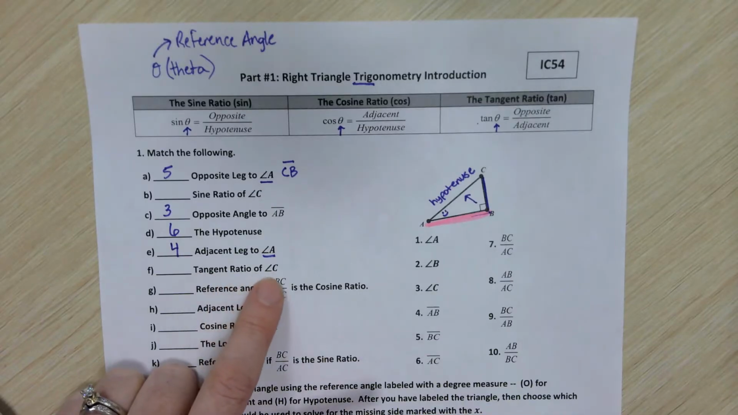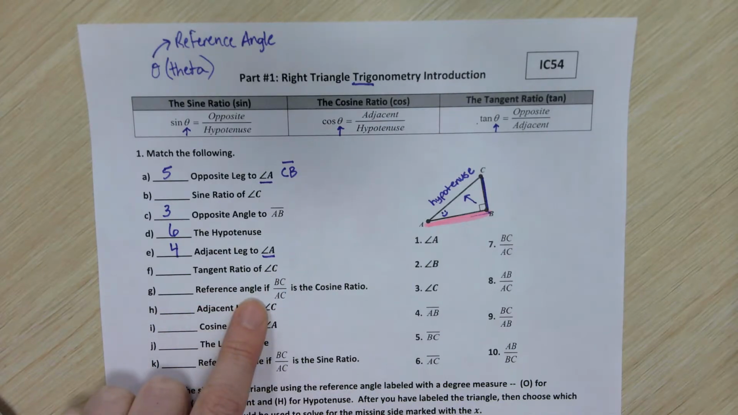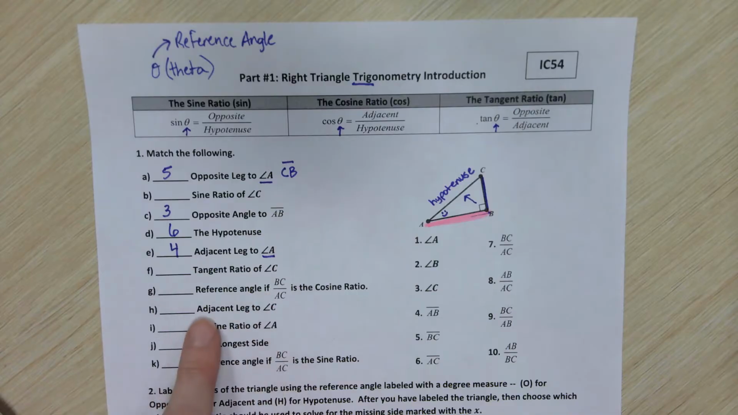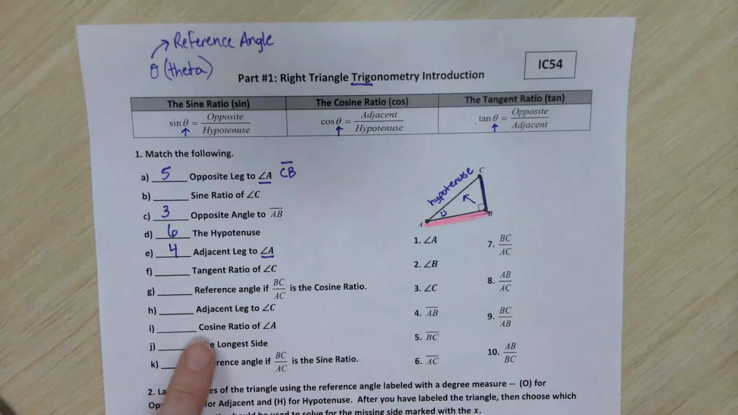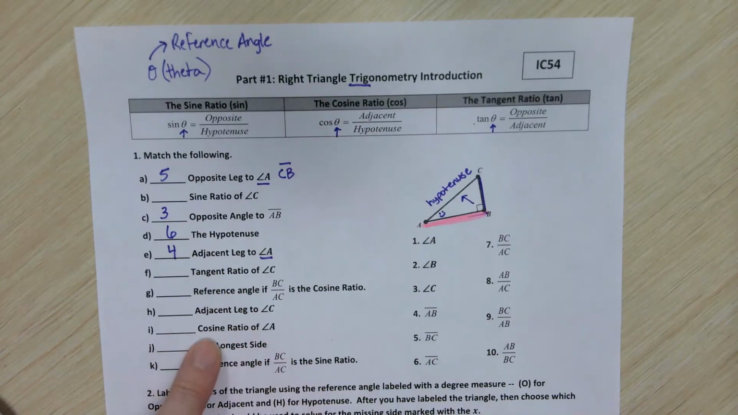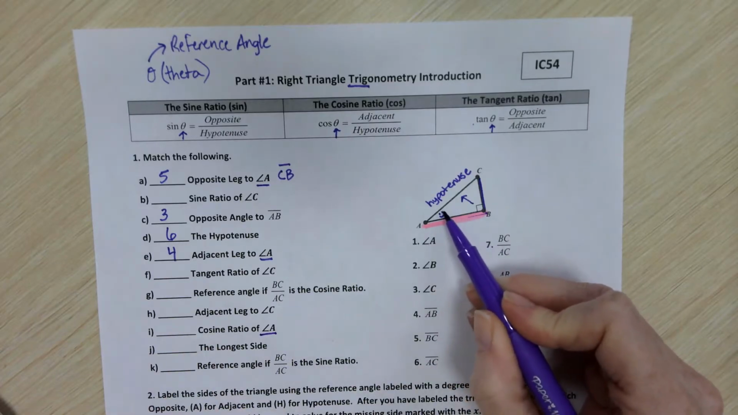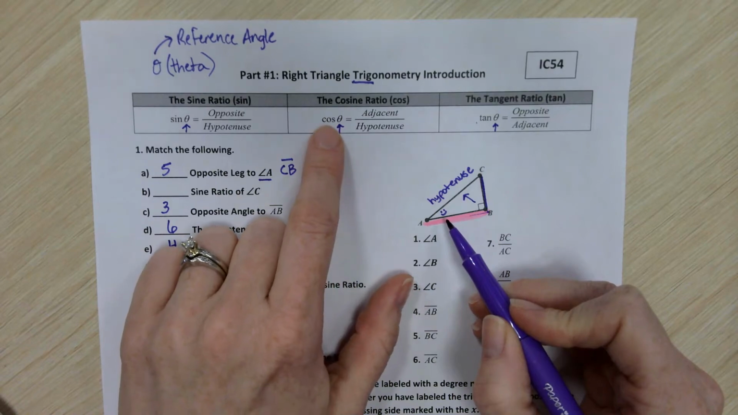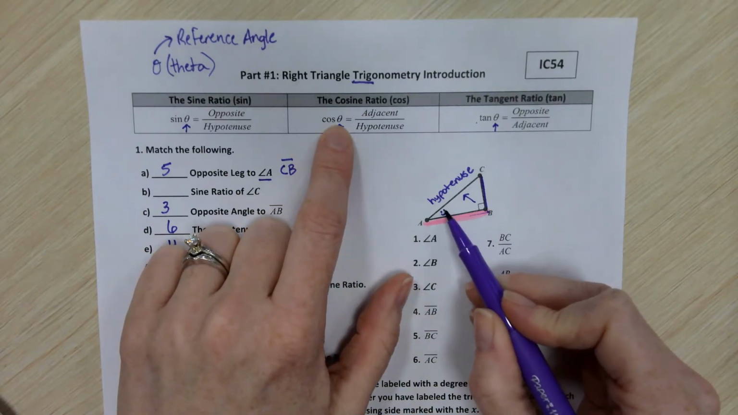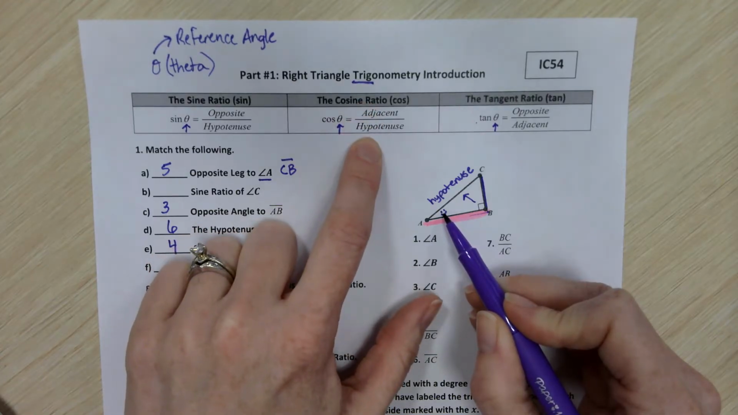Tangent ratio again switches our reference angle up on us, so let's not do that one quite yet. This one asks us about a reference angle, so we'll come back to that one. H is the adjacent leg to angle C again, so that's a different reference angle. Let's tackle I, the cosine ratio of angle A. So we're going to be able to keep using this as our reference angle. A quick check at the top says that if we're doing the cosine of an angle, in this case angle A, it's going to equal the adjacent side over the hypotenuse.